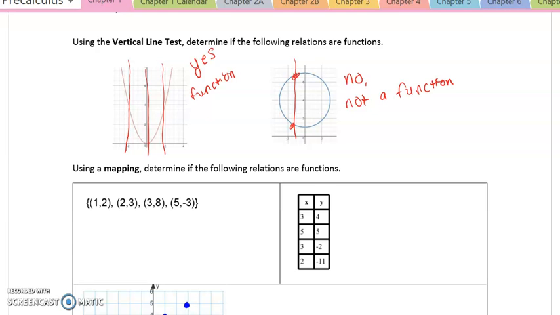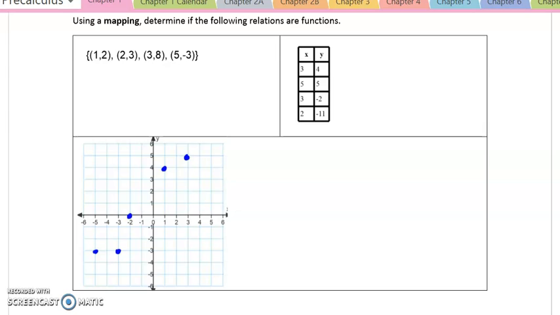Okay, here's some other relations, and we need to determine if they are functions. The first one here, (1, 2), (2, 3), (3, 8), (5, -3), that's just a list of points, right? And we can put that into kind of a table type view. It's called a mapping. So we draw one oval with our inputs, and we list them in increasing order, and we don't repeat any numbers. So 1, 2, 3, 5. And then we list our outputs the same way, lowest to highest. So -3, 2, 3, 8. And then we simply map the inputs to the outputs.